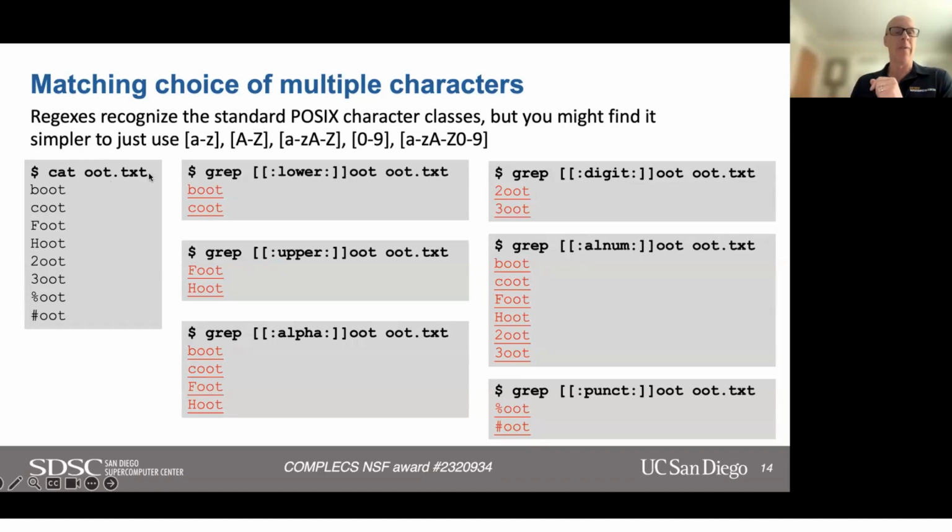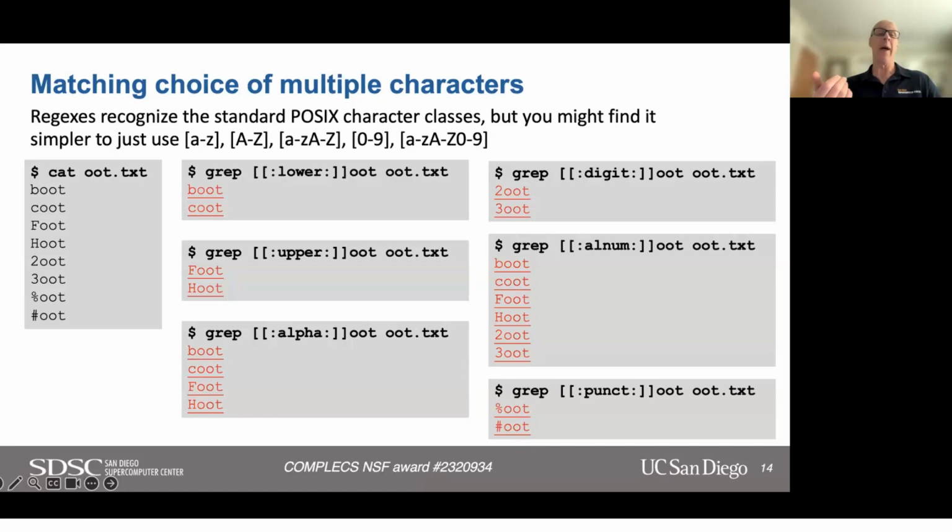So now we're going to look at another file, oot.txt. And again, all of these are contained in the GitHub repo that we shared earlier. You'll see that we have this string OOT preceded by a few lowercase letters, B and C, a couple of uppercase letters, F and H, a couple of numbers, and a couple of punctuations. So instead of using A-Z or capital A through capital Z, we could use these POSIX character classes.